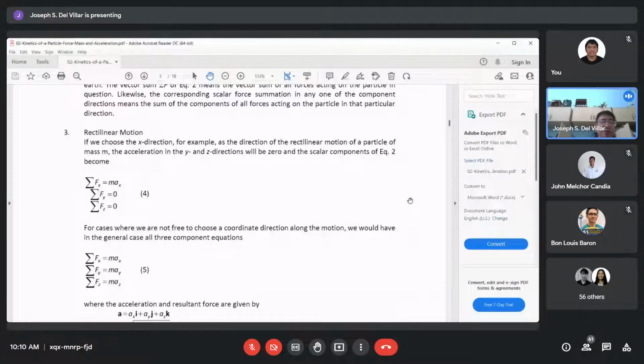Okay, rectilinear motion. So if we choose the x direction, for example, as the direction of the rectilinear motion of a particle of mass m, the acceleration in the y and z directions will be 0. Okay? And the scalar components of equation 2 become summation of f sub x is equal to m a sub x. Whereas the summation of all the forces along the vertical and along the z-axis are both equal to 0. Okay? When we choose the x direction.